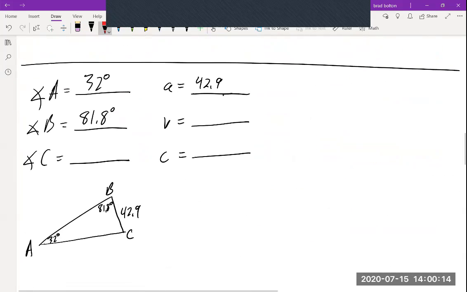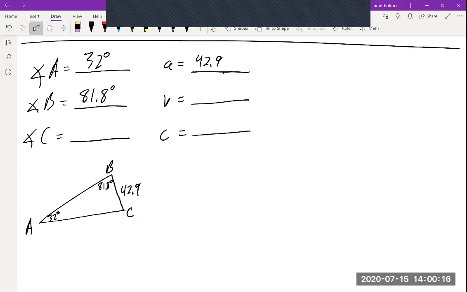Let me have you guys pause the video. So try this one, set this one up. I wrote the triangle out for you. Again, we have angle, angle, side, which is case one. So pause the video and see what you guys can do on this one.